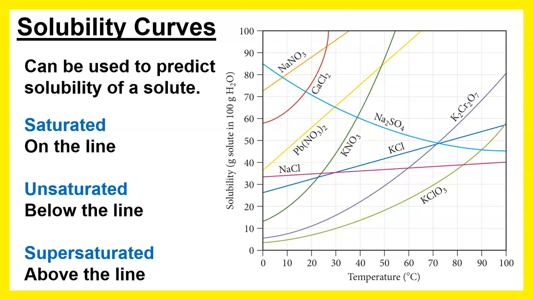Now let's say we bump the container. Well, what's going to happen is all this extra grams from 35-ish to 50, that difference is going to crash out. And we'll be back down here on the blue line. It'll go back to being saturated and we would have lost all that extra that we tried to dissolve.